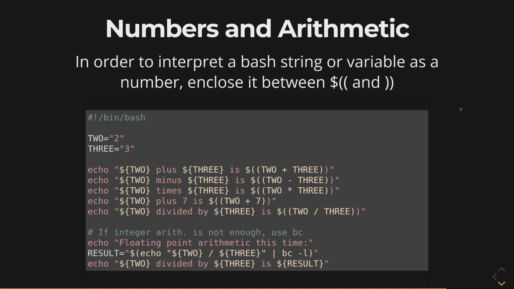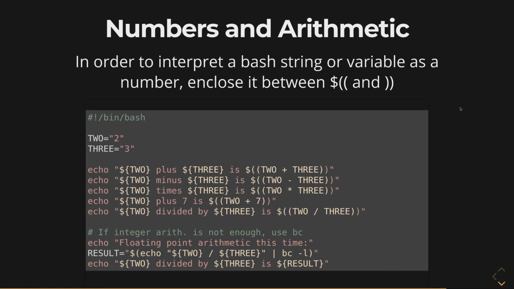So I have an example here where we've set the variable TWO to 2 and THREE to 3, and we're referring to them first as strings in these echo printouts, and then we're using arithmetic substitution to actually do some arithmetic on them. So you have addition and subtraction, multiplication, and you can use literal numbers. As you can see in the fourth echo statement there, I'm adding 7 to the variable TWO, 7 plus 2. And we'll also see how division works.